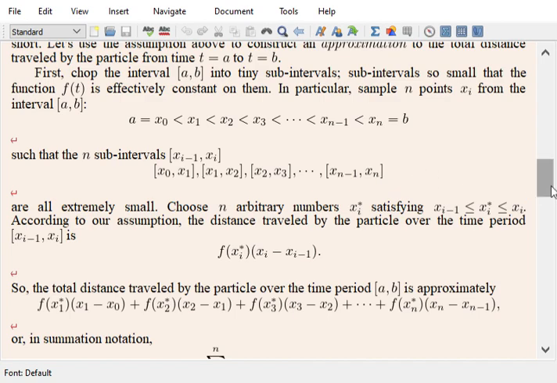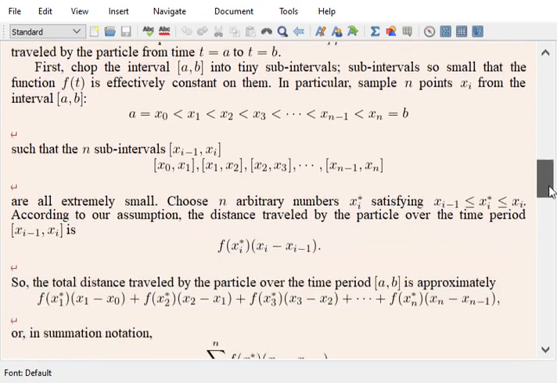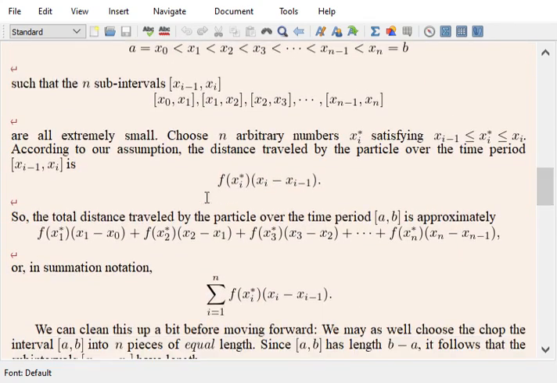Now, in addition to this, what else do we need? Well, we need some arbitrary point to lie inside the intervals. So let's choose n arbitrary numbers, xi star, to lie inside these subintervals. And then according to our assumption, the distance traveled by the particle over the time period of a subinterval is this guy: the velocity we measured inside that subinterval times the length of the subinterval.